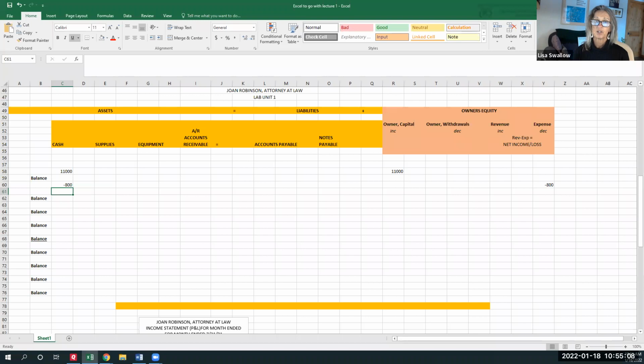Number 3, I purchased office equipment on account for $3,000. The key here is the words on account. You did not use cash. Instead, you told them, hey, I'm going to pay you later. That's what on account means. That's a liability. Remember the word payable. Whenever you see the word payable, that means a liability. So my liabilities went up $3,000 and my office equipment went up $3,000.